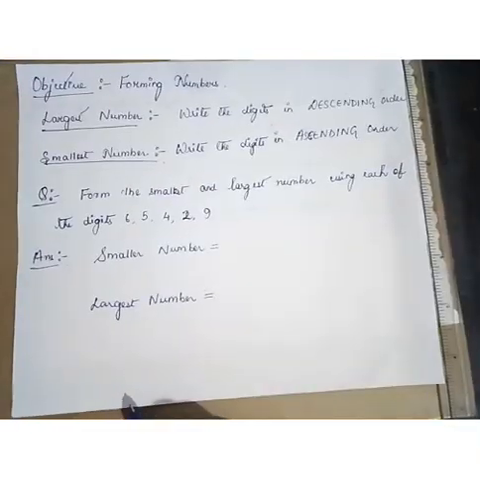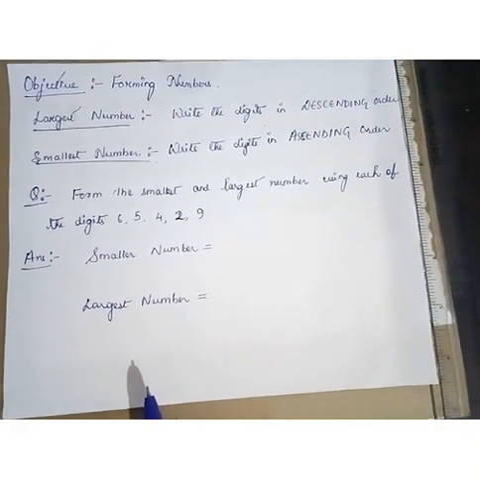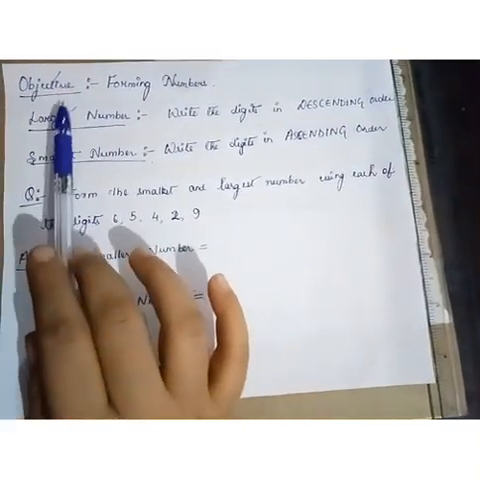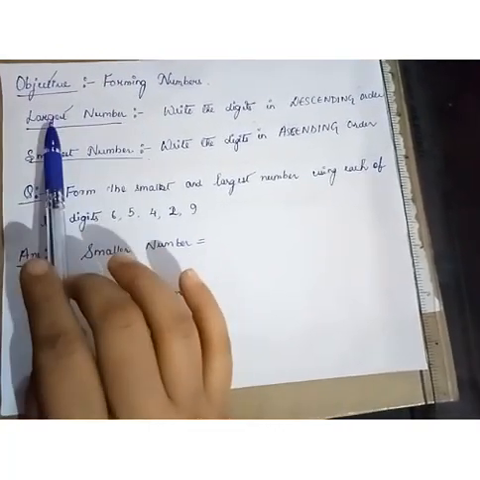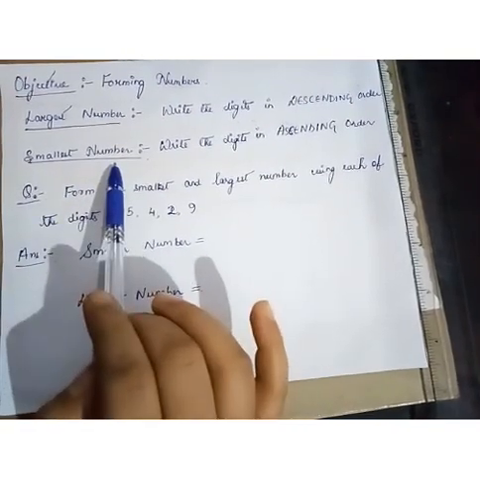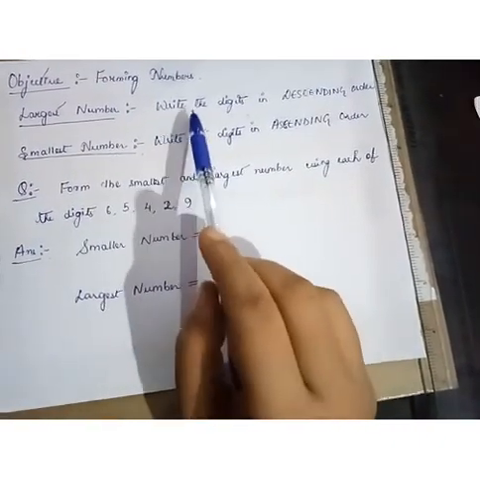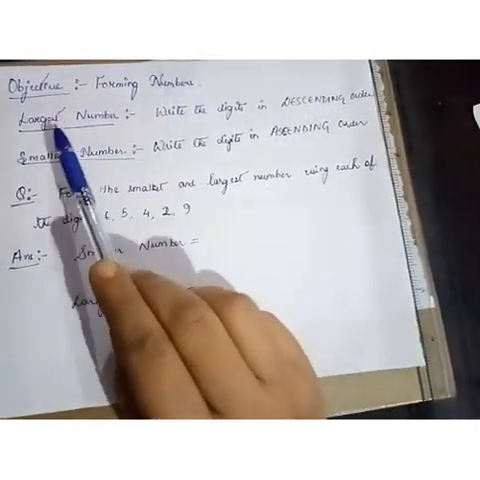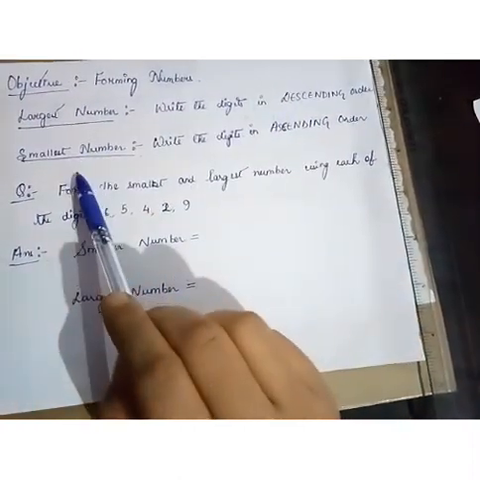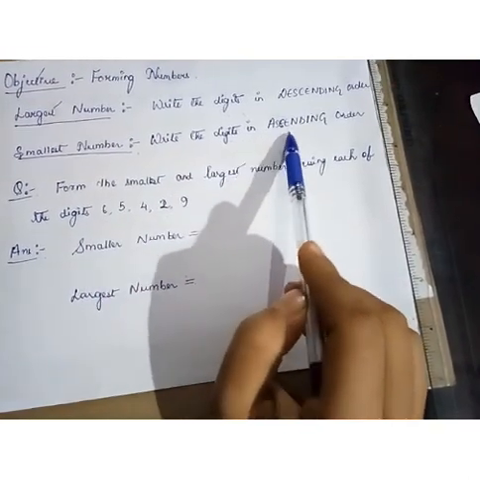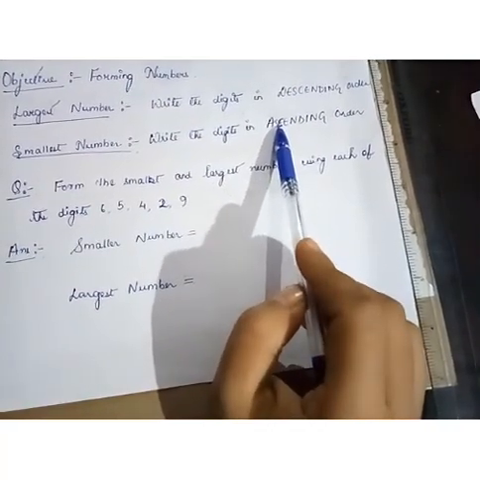Alright. Now the next topic for today is forming numbers. So the main objective is about forming numbers. How are we going to form numbers? Forming numbers has two types, largest number and smallest number. How will we arrange them? To form the largest number, we have to write the digits in descending order. And to form the smallest number, we have to write the digits in ascending order. Descending means bigger to smaller. Ascending means smaller to bigger.